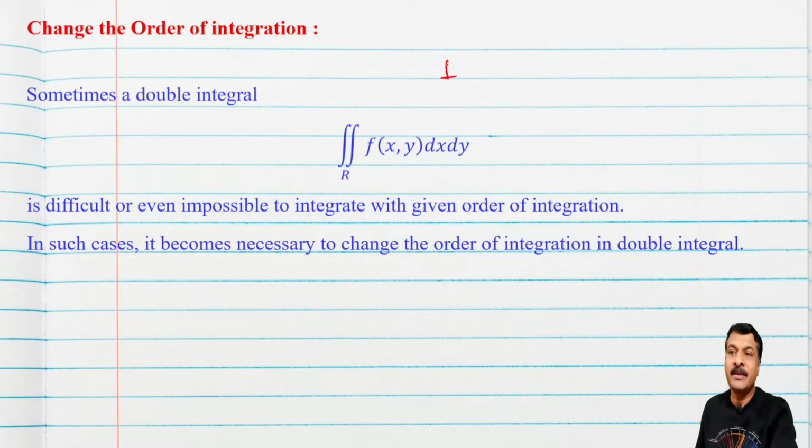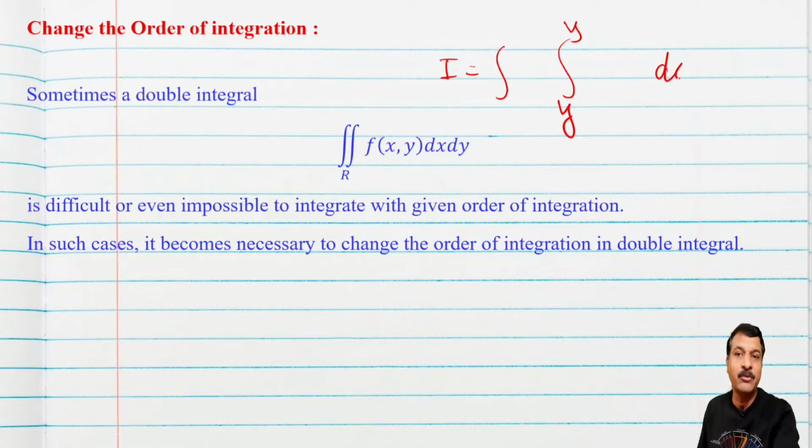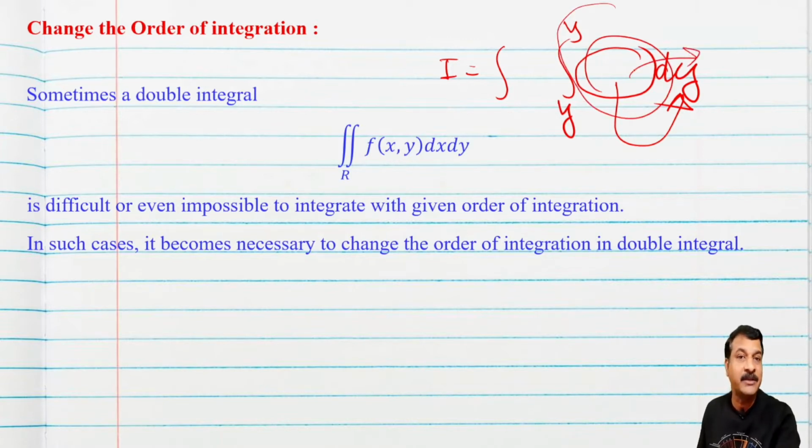Sometimes in a given double integration, suppose the y limits are given inside. It means that we have to integrate with respect to y. But due to the integrand, it is very difficult to integrate with respect to y. If we integrate this integrand with respect to x, it is very easy to evaluate. So in such a case, it is necessary to change the y here and the x here. That is called changing the order of integration.